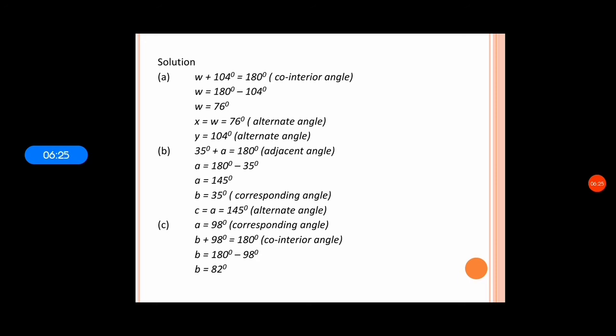And the third question, we have A equals 98 degrees, corresponding angle, that is an F angle. B plus 98 degrees equals 180 degrees. It means angle 98 and angle B are inside. I told you interior means angles inside. So our B plus 98 are inside and they always add up to 180 degrees. Why? Co-interior angles or interior opposite angles. So we have B equals 180 degrees minus 98. B equals 82 degrees.